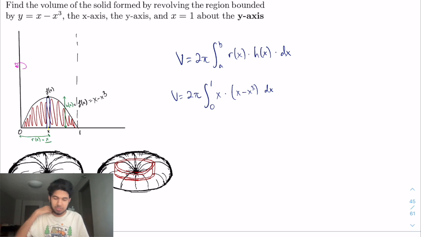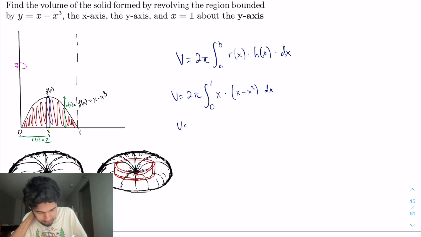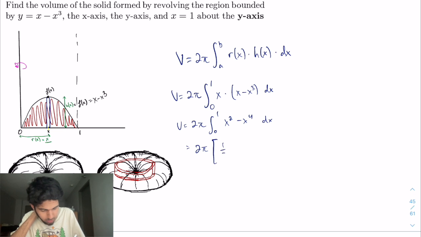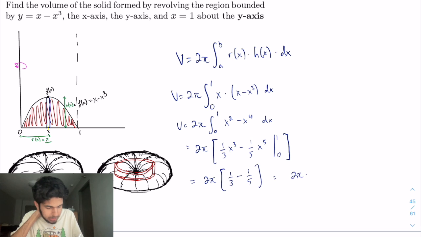Now we just have to solve this integral. So let's do that. V equals 2 pi integral 0 to 1 x squared minus x to the 4th dx. That's 2 pi times 1/3 x cubed minus 1/5 x to the 5th, evaluated from 1 down to 0. That's 2 pi times 1/3 minus 1/5, or 2 pi times 2 over 15, which is equal to 4 pi over 15. And that's our answer.